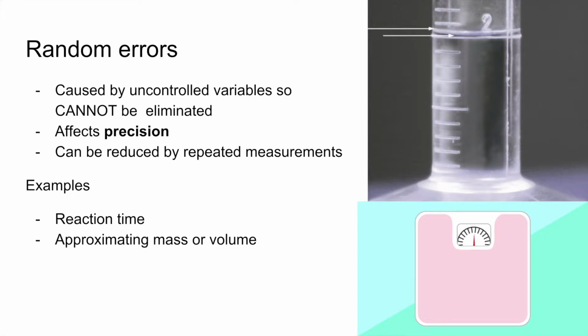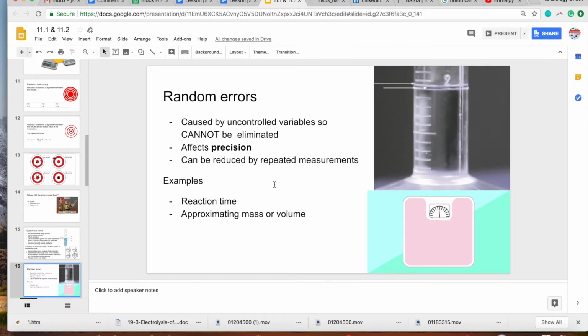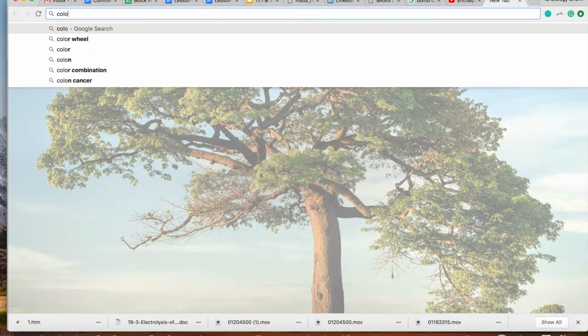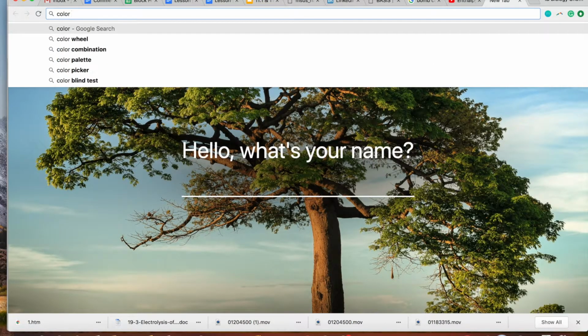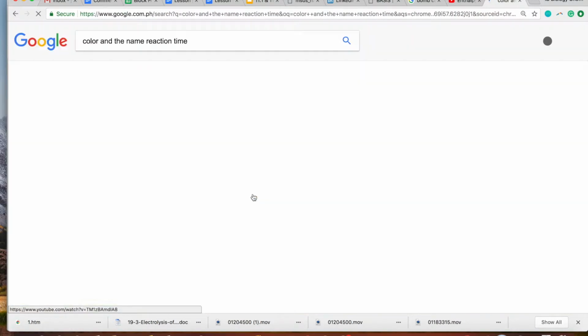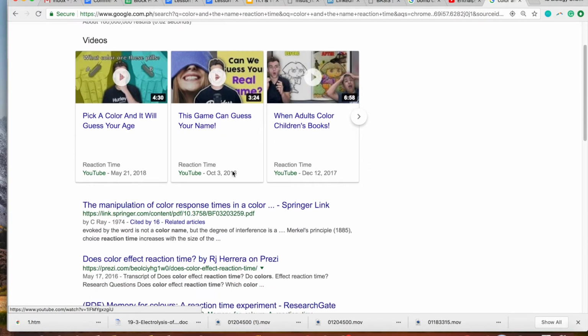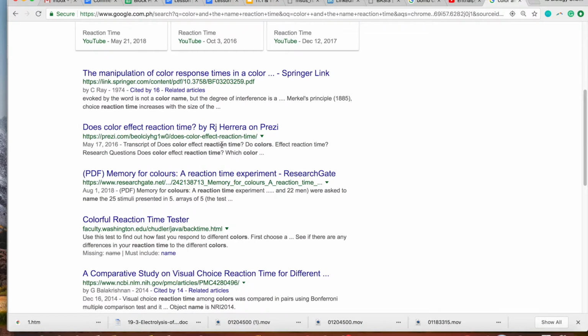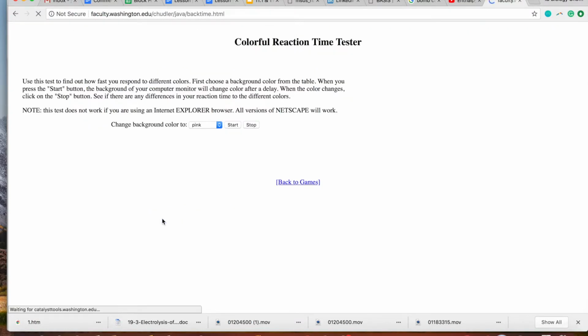One of my students did an experiment on this. There's a game. Have you tried this? It tests your reaction time, the color and the name. Let's try. I'm pretty sure you have a faster reaction time than me. So use this test to find out how fast you respond to different colors. All right, let's see.